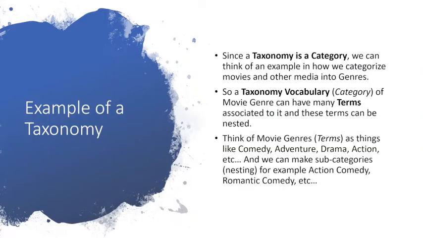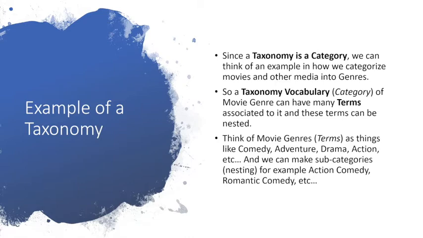Example of a taxonomy. Since a taxonomy is a category, we can think of an example in how we categorize movies and other media into genres. So a taxonomy vocabulary or category of a movie genre can have many terms associated to it, and these terms can be nested as well. So think of a movie genre or terms as things like comedy, adventure, drama, action, etc. And we can make subcategories or nest them, for example, action comedy, romantic comedy, and we can continue on.